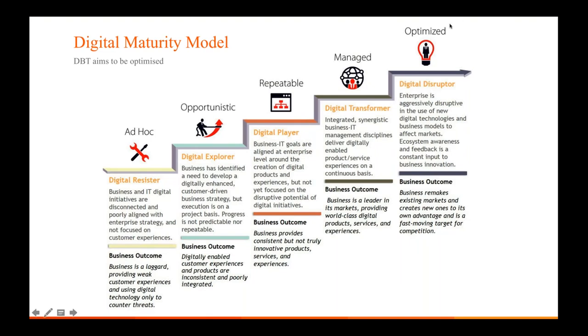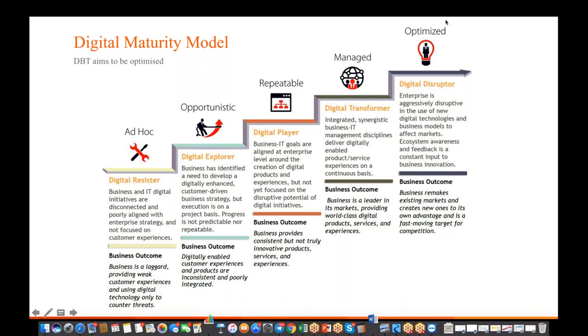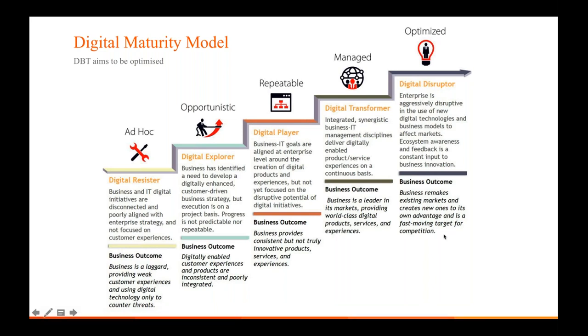We actually want to get to a point whereby the enterprise is aggressively disruptive in the use of new digital technologies and business models to affect markets. Ecosystem awareness and feedback is a constant input to business innovation. So we constantly take feedback from you guys to continue to innovate and look at the way we do things. And the business remakes existing markets and creates new ones to its own advantage and is a fast moving target for competition. So now none of our competitors know what the heck we are doing. They're so confused.